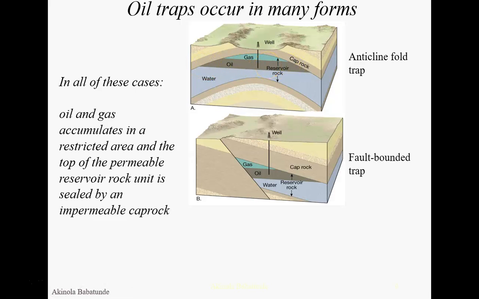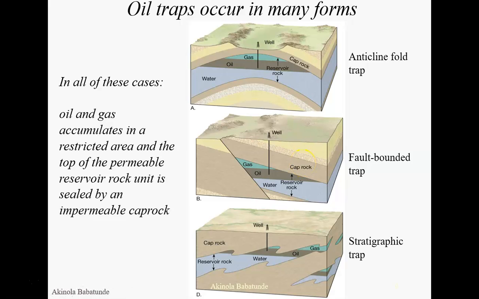Then we also have what we call the fault bounded trap. In between this cap rock, you can see we also have a reservoir rock, this layer, and then we have the cap rock here. So the reservoir rock, as you can see, you have it here, and then the top of the reservoir rock is impermeable cap rock, and this is the impermeable cap rock right up here.